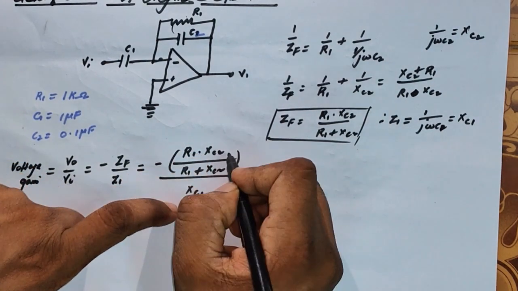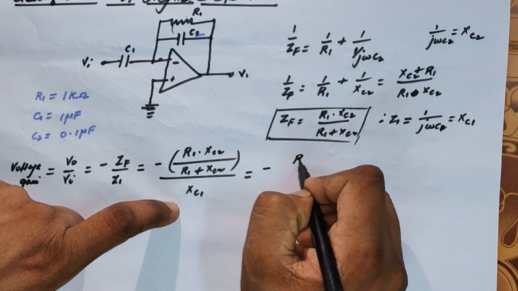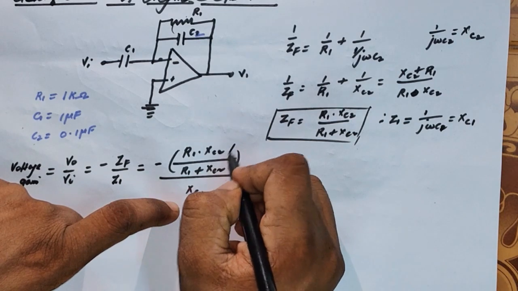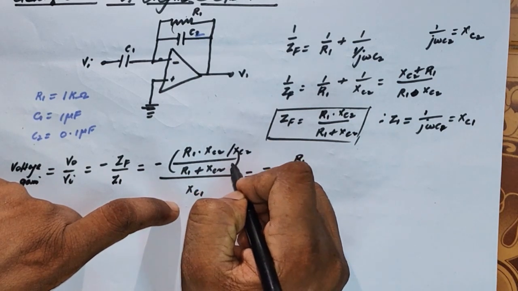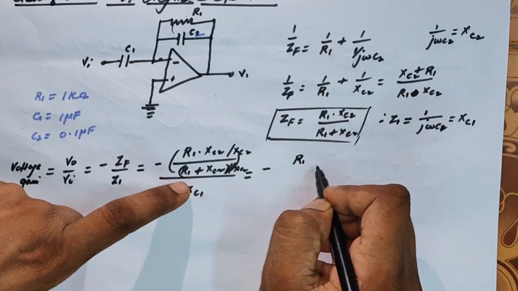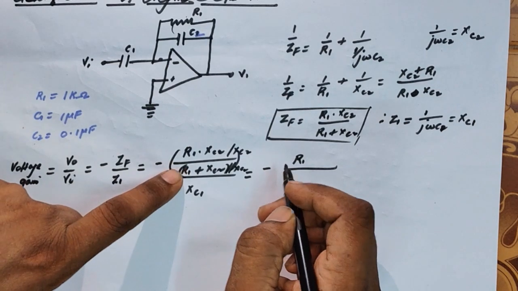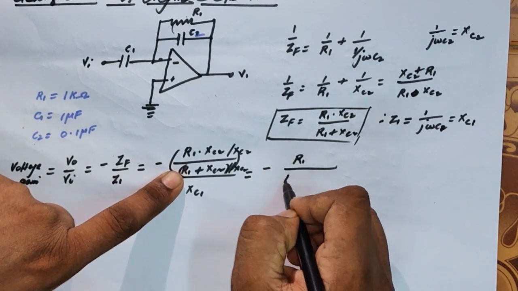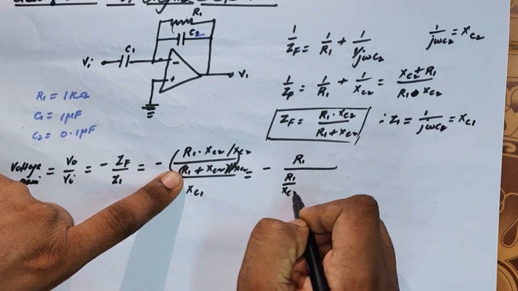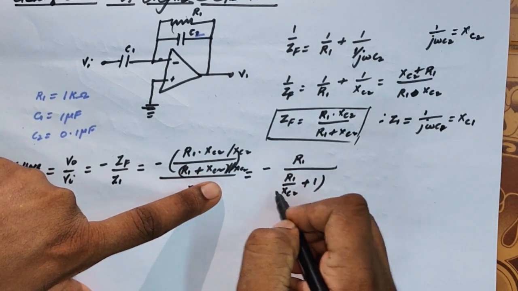So divide the numerator and denominator by XC2, that will give R1. If you are dividing by XC2, the whole thing is divided by XC2. In the numerator, XC2 will get cancelled, giving R1. Here, if you divide, it will give R1 divided by XC2, plus XC2 will get cancelled, giving 1.